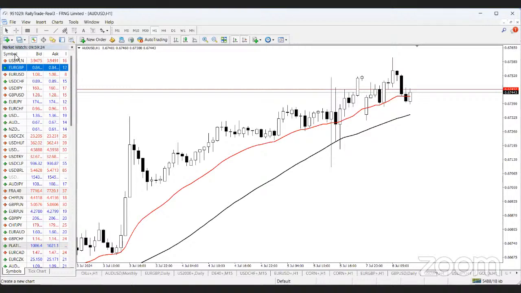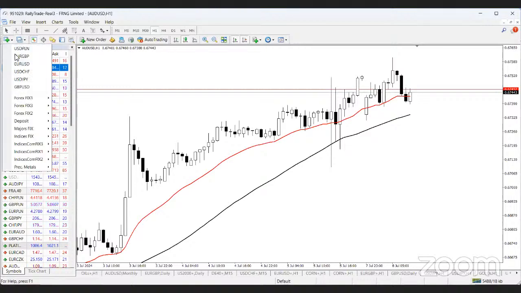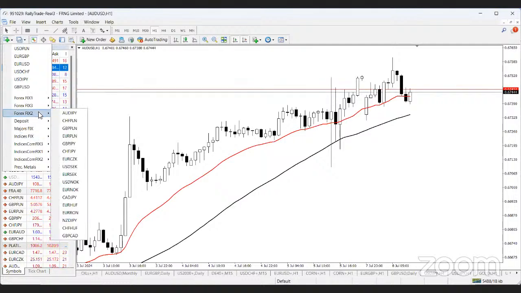Okay. I think I will now finish and close the class on that. So I'm going to look for AUDJPY right here.